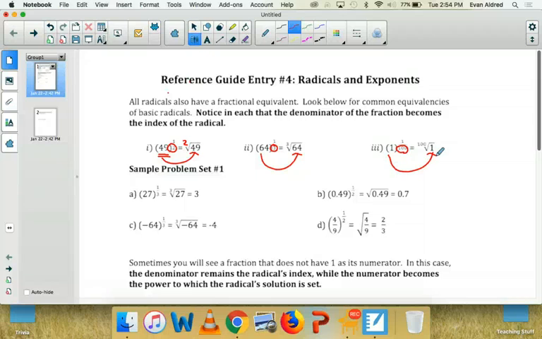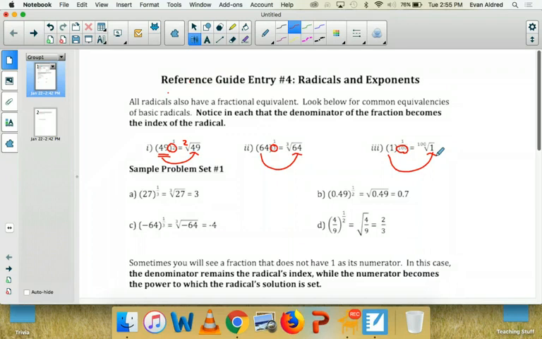So now, with the first example, 27 to the power of 1/3, we know that 3, which is the denominator of the fraction, becomes the index. So we're looking at the cubed root of 27. And the cubed root of 27, of course, is 3. With question B, same idea, 0.49 to the exponent of 1/2. If the denominator is 2, it means we're taking the square root of something. Remember, again, we don't write 2 as the index if we're talking about a square root.